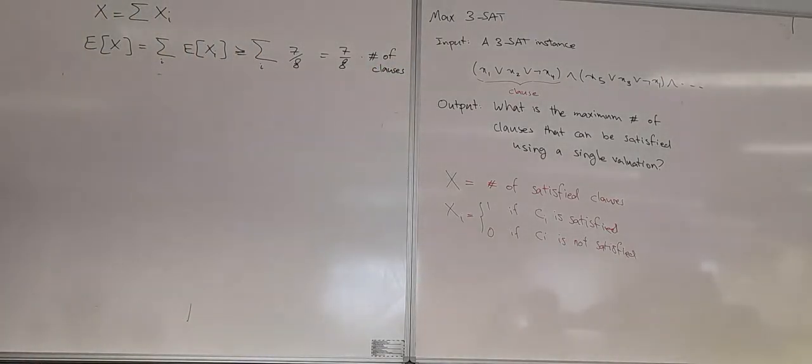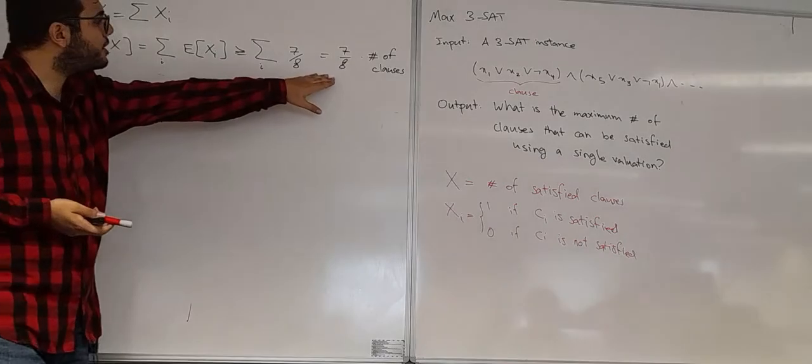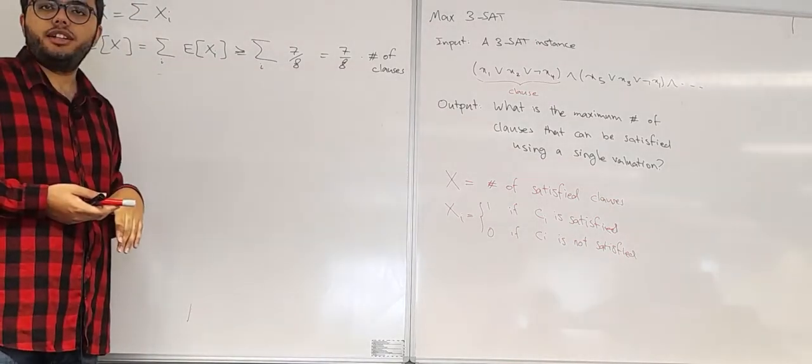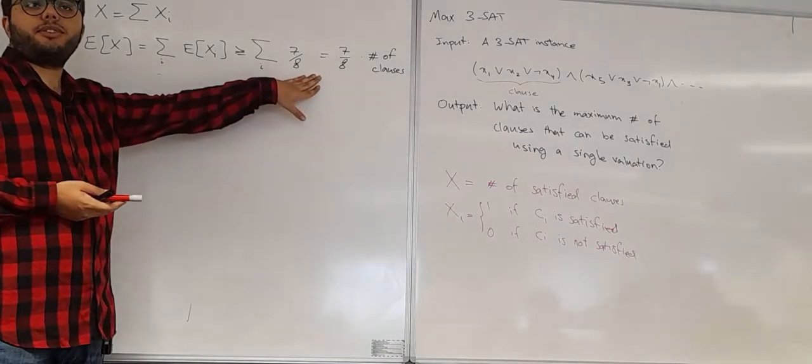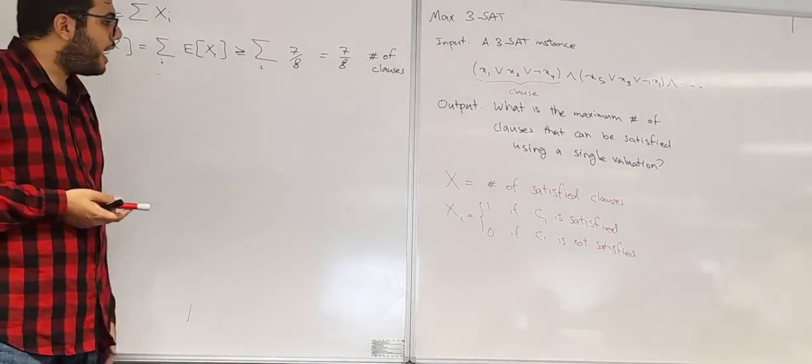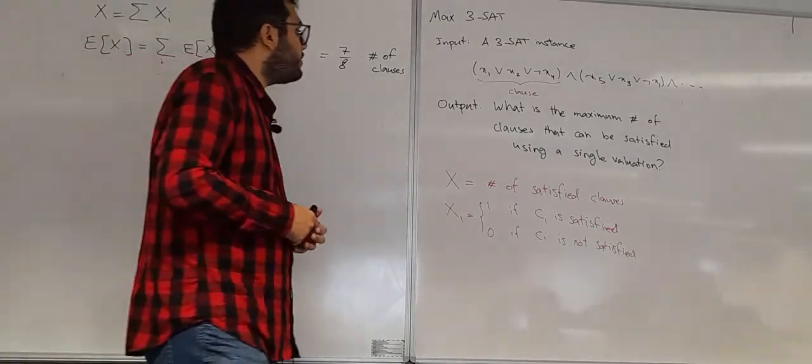Now this is great, right? So in the best case, all of the clauses are satisfied. But no matter what's happening, our algorithm on average satisfies 7/8 of the clauses. So this is a 7/8 approximation, right? And that's a relatively good approximation.